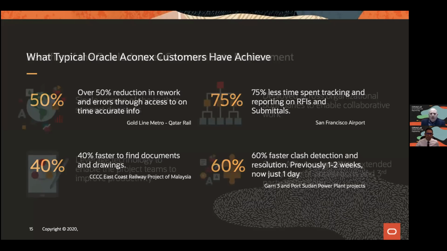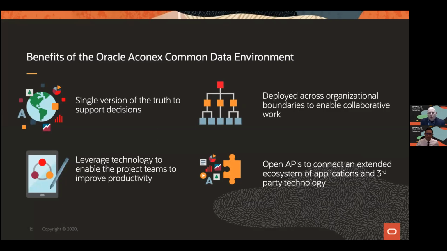Now, the benefits of Oracle Aconex as a common data environment: single version of the truth for all decisions. How often does your project management team ask for information to make a decision on? Often it's a mad scramble to go into lots of Excel spreadsheets and lots of documents and lots of different systems to get information together to support a specific decision. But with a common data environment like Oracle Aconex, all that information is in one place, single version of the truth, and because it operates in real time, it supports decisions much, much quicker.